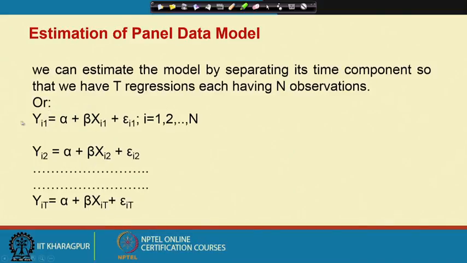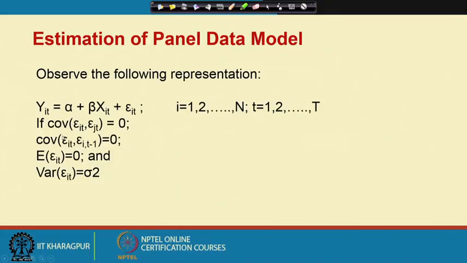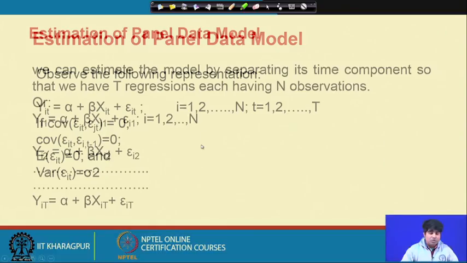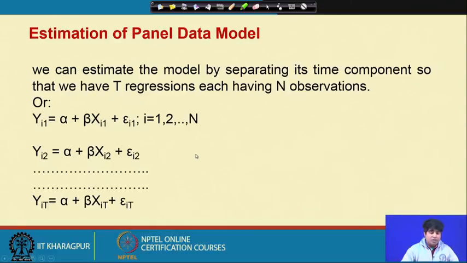We keep i constant and allow t to vary. So, here y_it = alpha + beta x_it. When i is constant, t can vary from 1 to T, and when t is constant, i can vary from 1 to n. In a couple of slides we can highlight this issue.